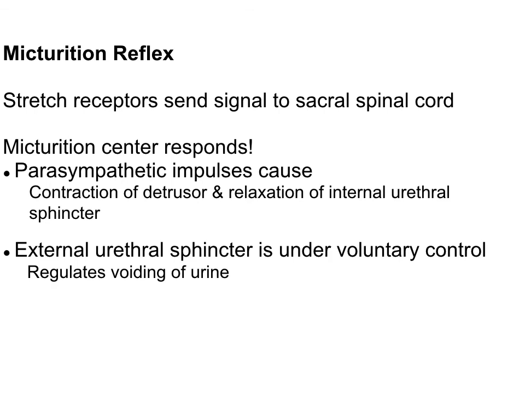And this micturition center, when it is stimulated, sends parasympathetic impulses down to your bladder. This causes contraction of the detrusor, which is the muscle within the bladder wall. Contraction of the detrusor increases fluid pressure within the bladder. It also causes the internal urethral sphincter to relax and open.